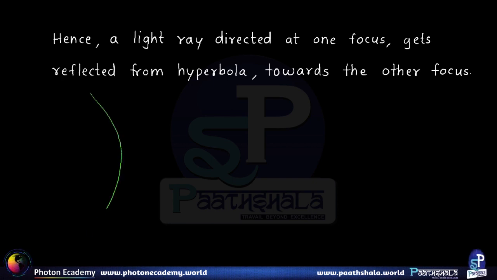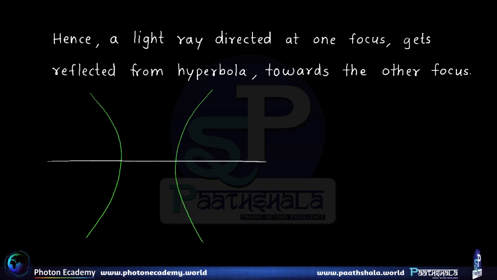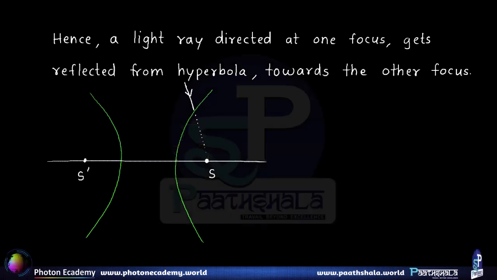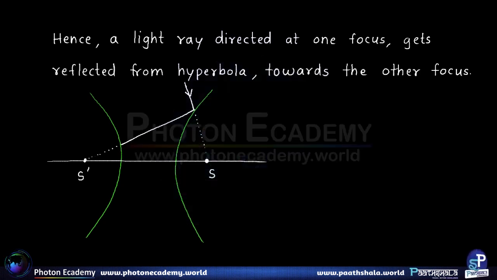Suppose we have a hyperbola, this is its axis, this is the focus S and this is another focus S dash. Now suppose there is one ray that is coming towards one focus, say S. Since this ray gets reflected from the hyperbola, think of the hyperbola as a mirror, a convex shape of mirror. When it gets reflected, it will get reflected in the direction of the second focus. That is the meaning of this property.